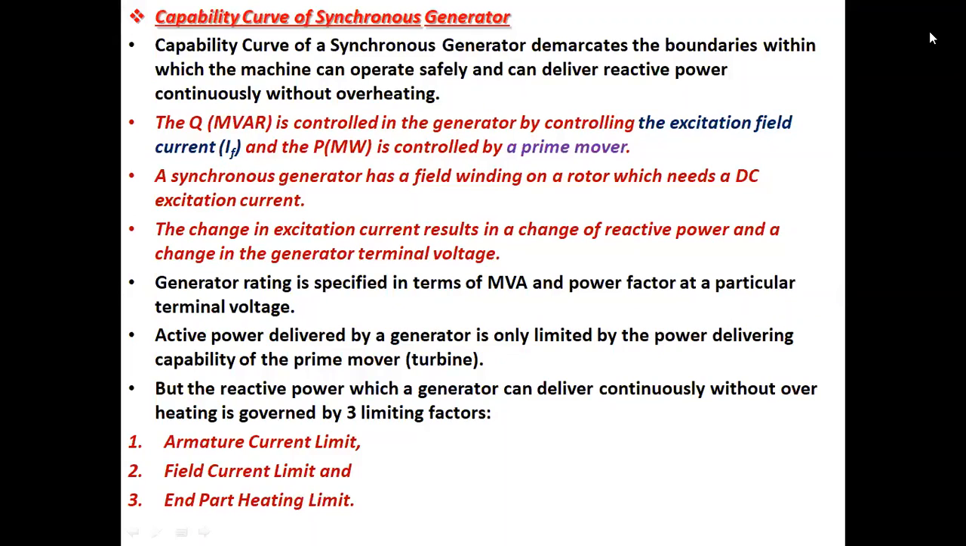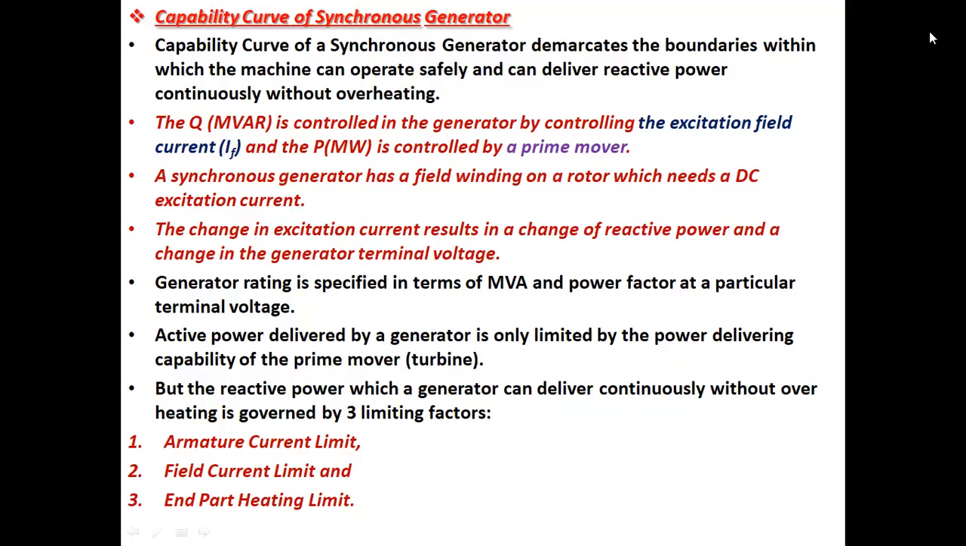Capability curve of the synchronous generator. The capability curve of a synchronous generator demarcates the boundaries within which the machine can operate safely and can deliver reactive power continuously without overheating. The Q, that is MVAR, reactive power, is controlled in the generator by controlling the excitation field current, IF, and the P, that is the power in megawatt, is controlled by a prime mover.